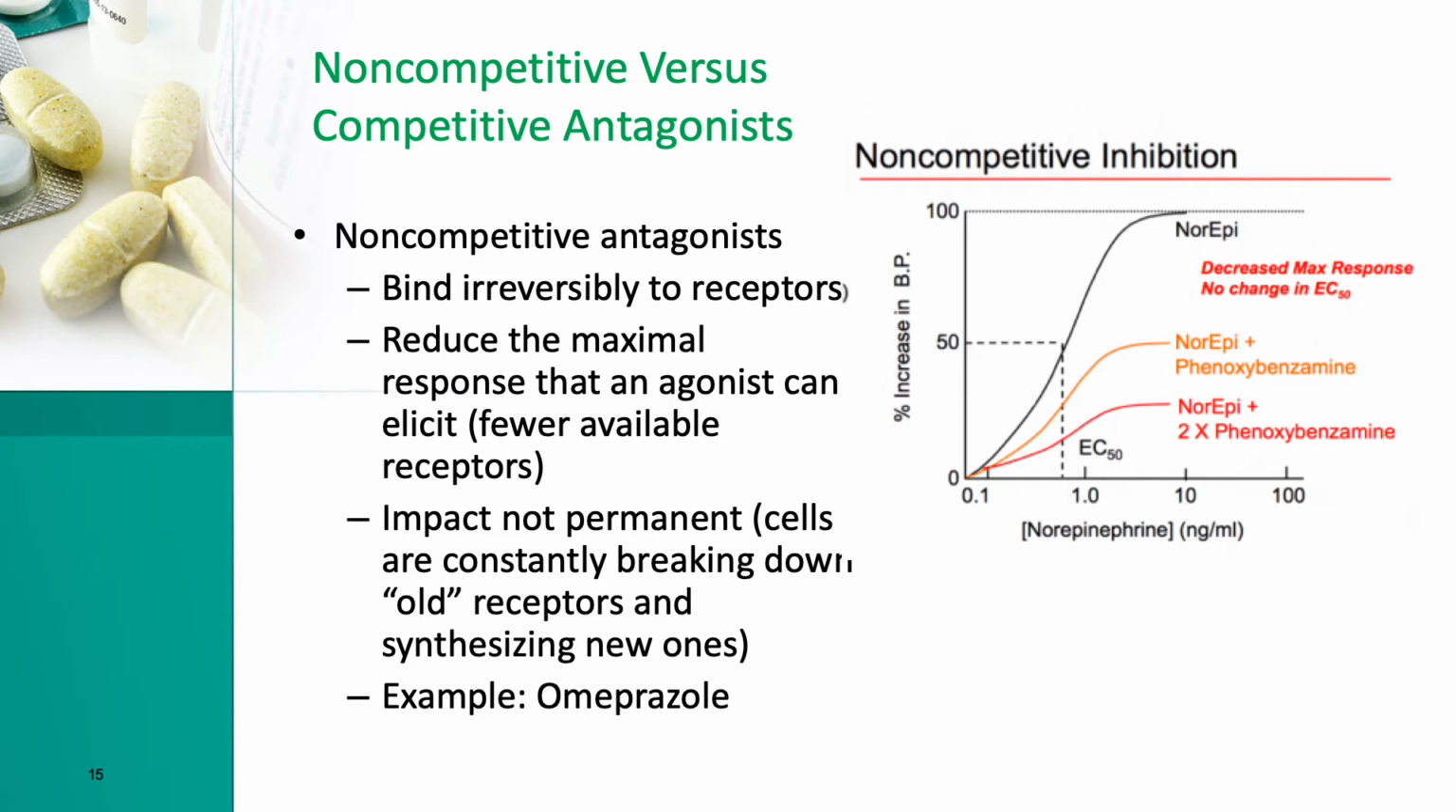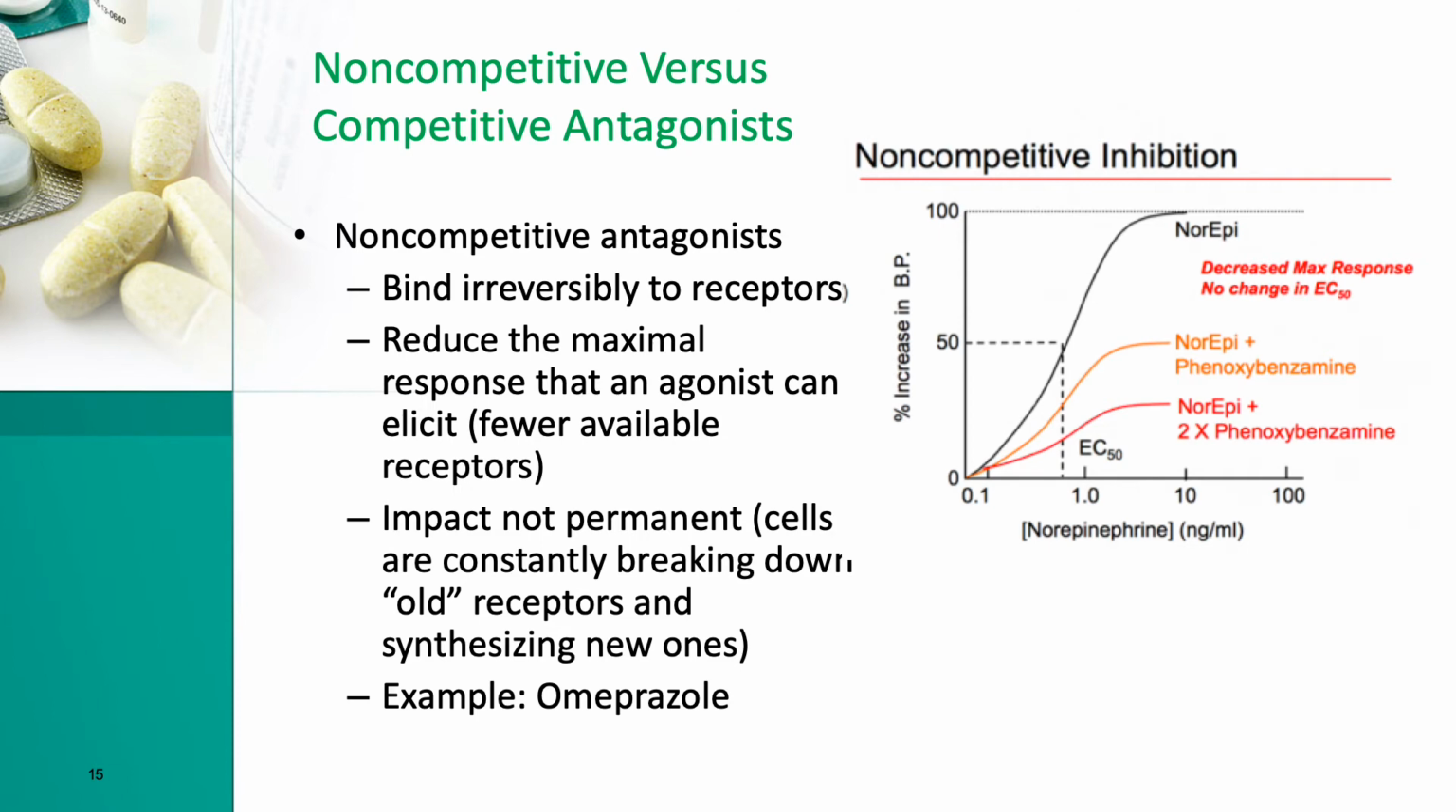Non-competitive antagonists bind irreversibly to receptors. The effect of irreversible binding is equivalent to reducing the total number of receptors available for activation by an agonist. The result isn't permanent, as cells delete and create new receptors all of the time, depending on the needs of the cell.